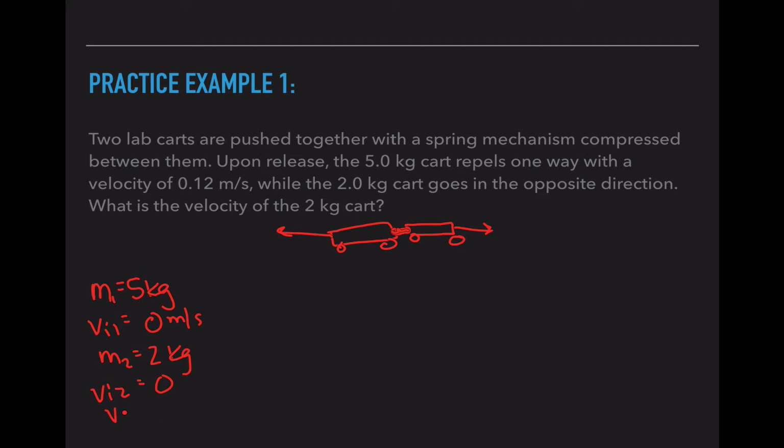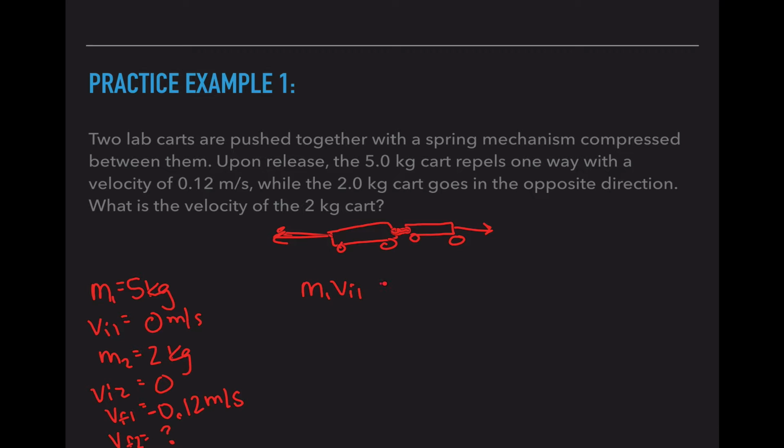Now I need to know the final velocity for object 1 and the final velocity for object 2. Final velocity for object 1 is 0.12 meters per second. But if we look at this picture, in a number line, this direction is negative, so I'm going to add a negative sign there. Velocity of object 2 is our big fat question mark. So we're going to use that equation from the last slide.